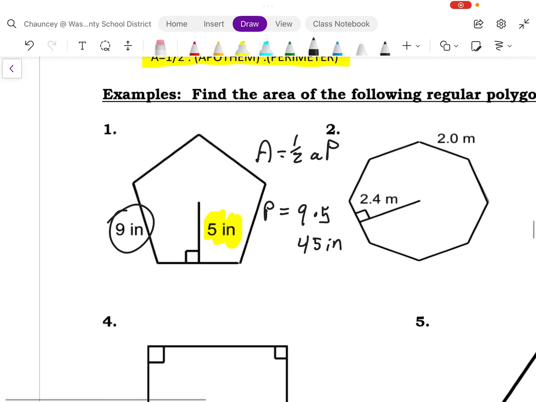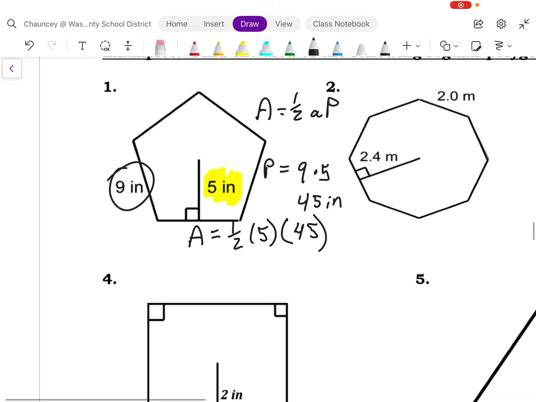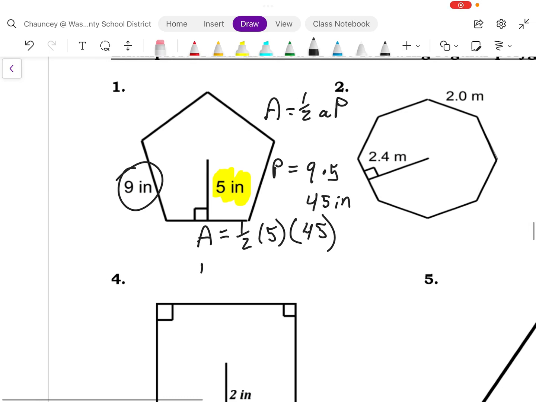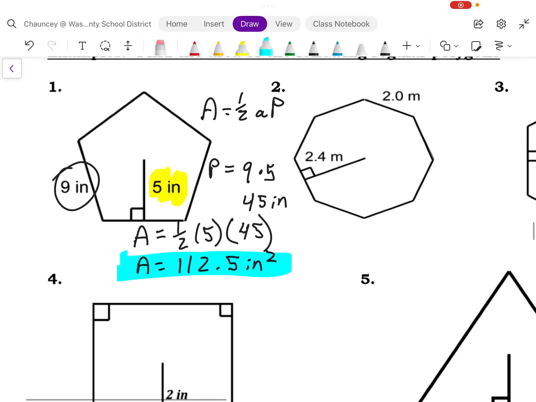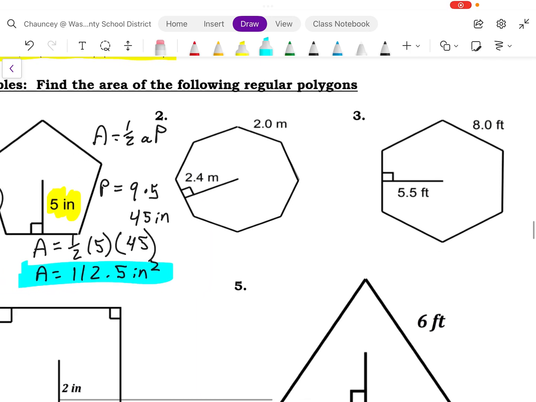Let's plug this into our formula and see what we get. So area equals 1/2 of our apothem, which is 5, times 45. And if you plug that in, you should get 112.5 inches squared. So your area equals 112.5 inches squared. Pretty simple, right? Just a plug and chug. All right, let's go on to the next one.